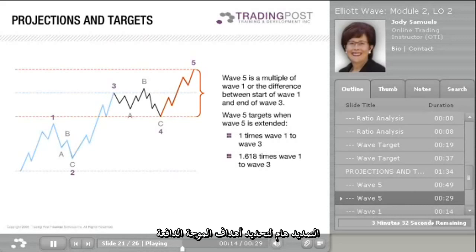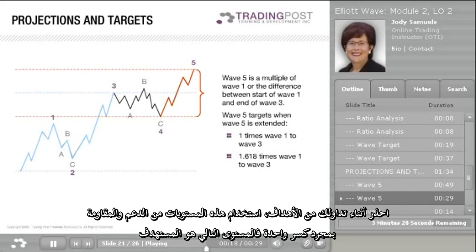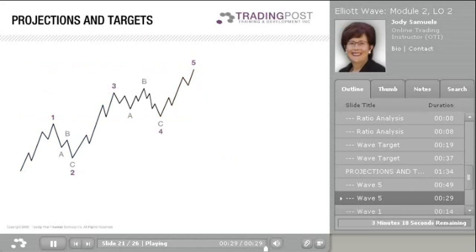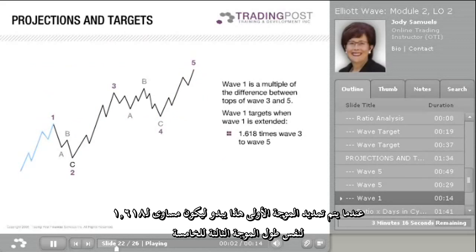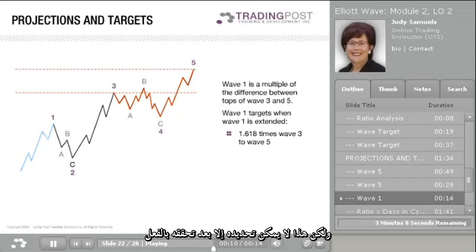Extensions are important in determining impulse wave targets. As you are trading, be aware of the targets and use these levels as support and resistance, that when broken, the next level is targeted. When wave 1 is extended, it often measures out to be 1.618 times the length of waves 3 to 5, but this can only be determined after the fact, of course.